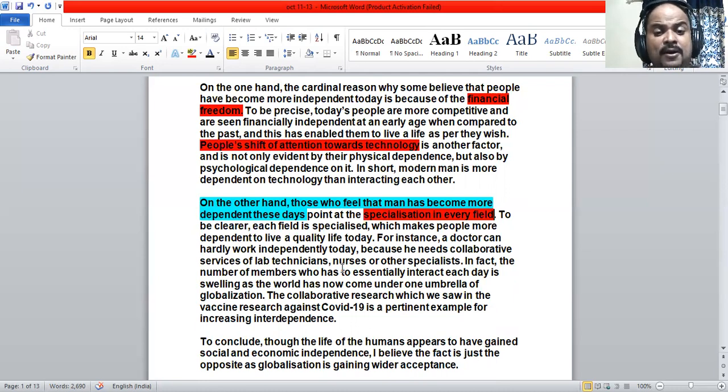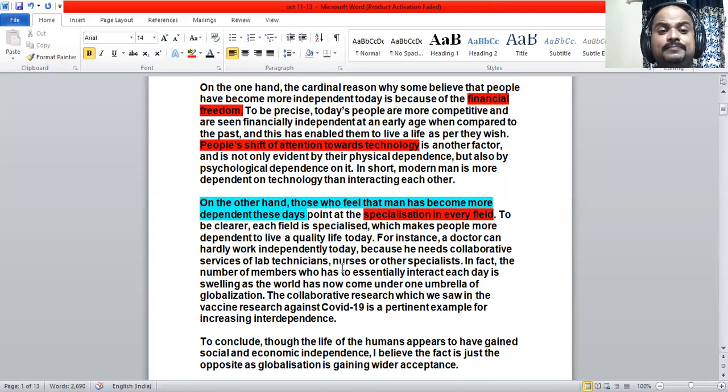And we have an example. A doctor can hardly work independently today. He cannot work independently these days because he needs the collaborative services of lab technicians, nurses, or other specialists. Say, for example, an ENT needs the collaborative services of an ophthalmologist, maybe a neurologist. So everything is interconnected. He needs the diagnostic procedures, the radiologist, the lab technician, the pharmacist, the nurses.